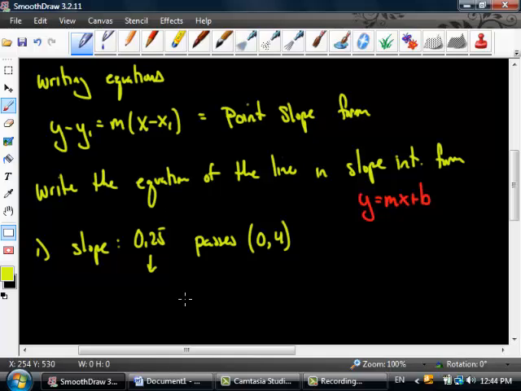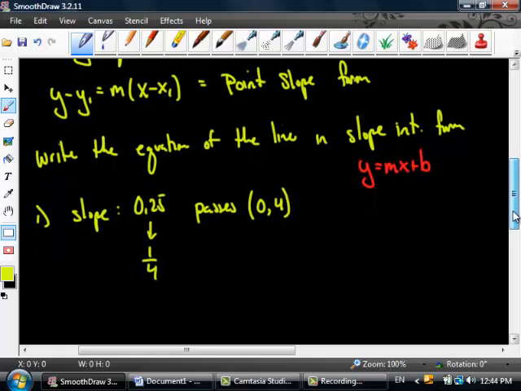So, anybody who goes to Chuck E. Cheese, what is 0.25 expressed as a fraction? 1/4. You don't even need to go to Chuck E. Cheese to know that. It takes 4 quarters to play 2 games of Street Fighter.